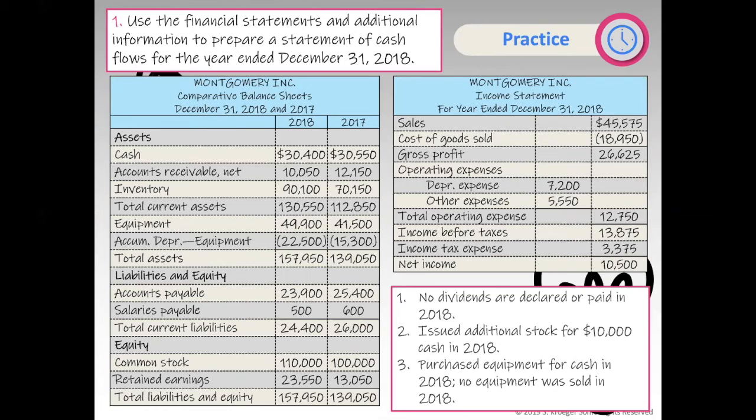As you can see, we have a comparative balance sheet that has last year's and this year's numbers. We have an income statement and we have some additional information. The additional information should really just help corroborate the information in the financial statements or add some more color to the types of transactions. Before beginning the statement, it makes it easier to find the changes on the balance sheet from last year to this year.